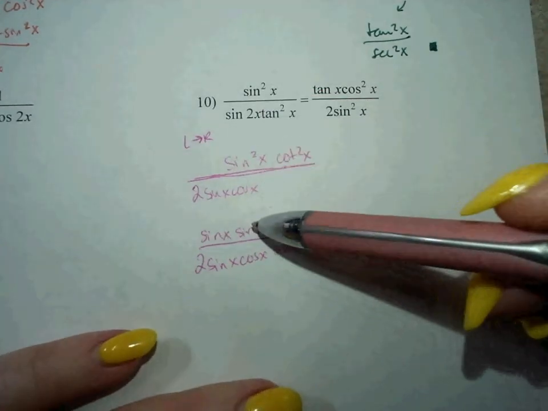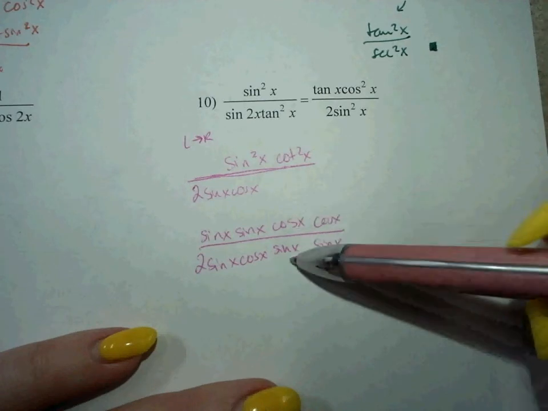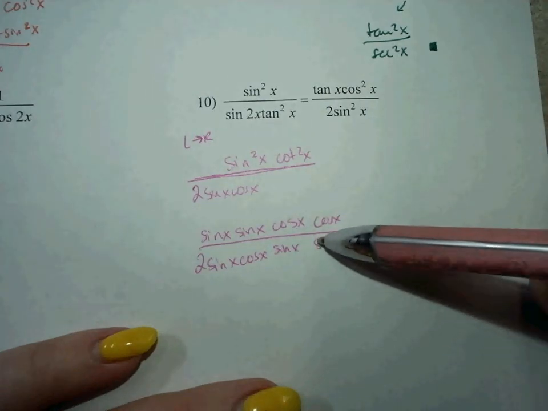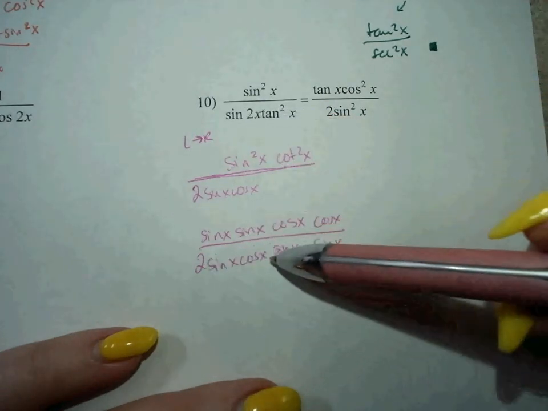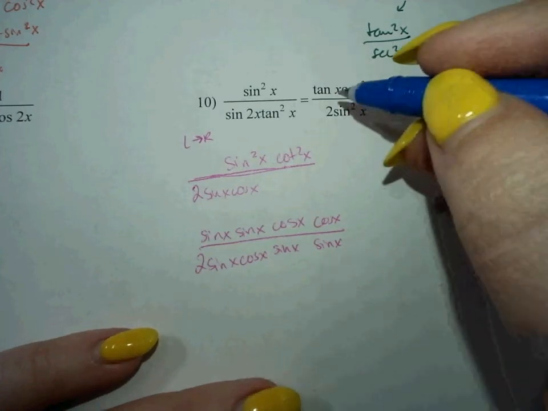So in splitting all of this up, I've got sine squared, so I've got sine times sine. I've got tangent squared in the denominator, that means cotangent squared in the numerator, which is cosine over sine times cosine over sine. And I've got sine 2x in the denominator, which is 2 sine cosine.